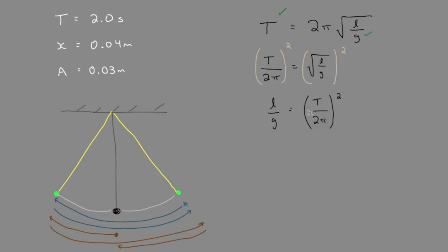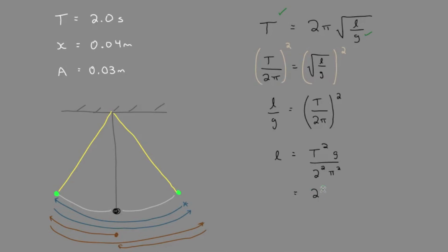And I could distribute the square in. I'll just do it one step at a time. So we solve for L here. I'll distribute the 2 in, and we cross multiply G to the top. So we'll get T squared times gravity divided by 2 squared pi squared. Don't forget to distribute the square onto the 2 and the pi.